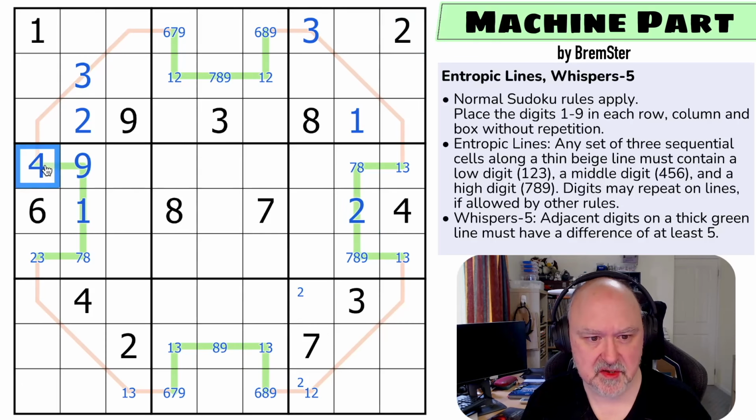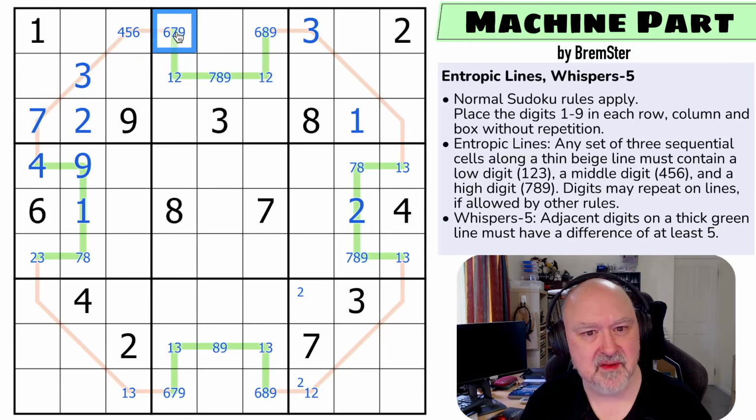This is a middle digit. So this has to be a high digit because we've got a low and a middle on this section of the entropic line. So this is a high digit that is an 8 or a 9. That's a 7. But if now this has got a high and a low, so this has to be middle, it's 4, 5, or 6. Now, I can't see how to narrow that down, but if this is a 6, we'd have two middles next to each other. So that's not the 6. This is 7 or 9.